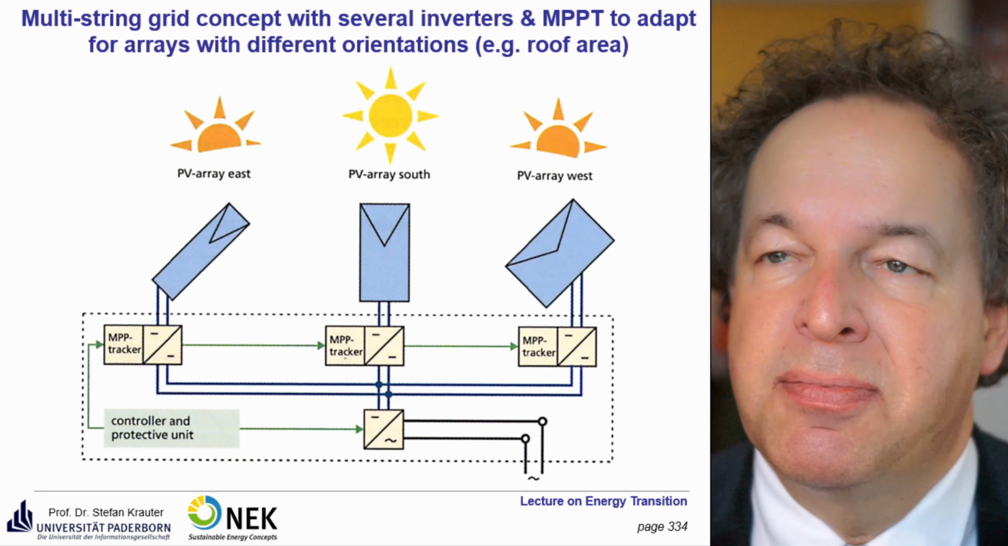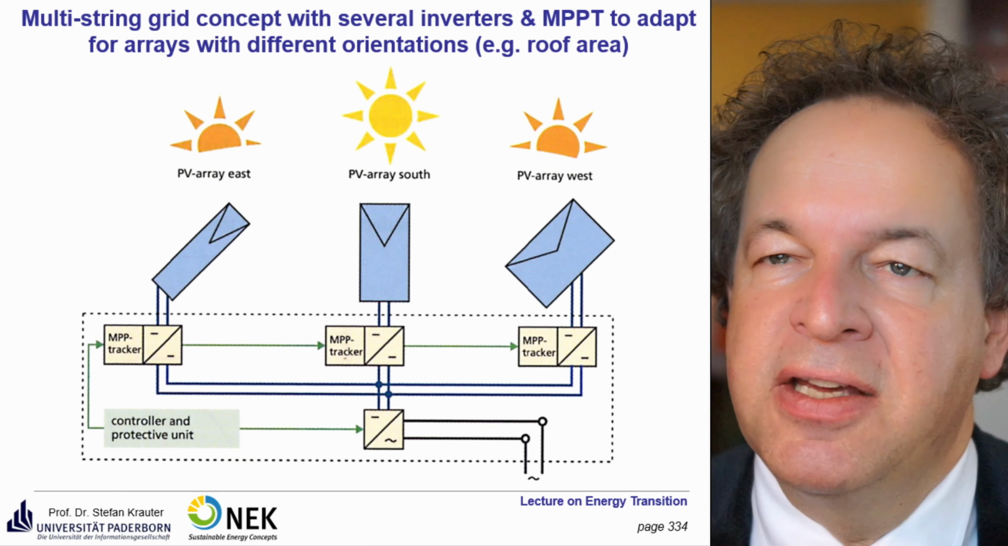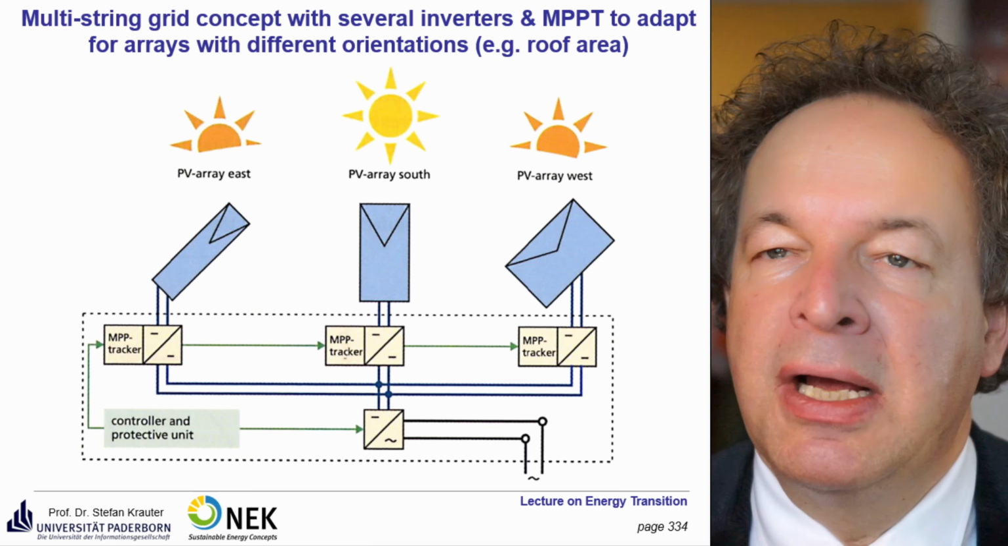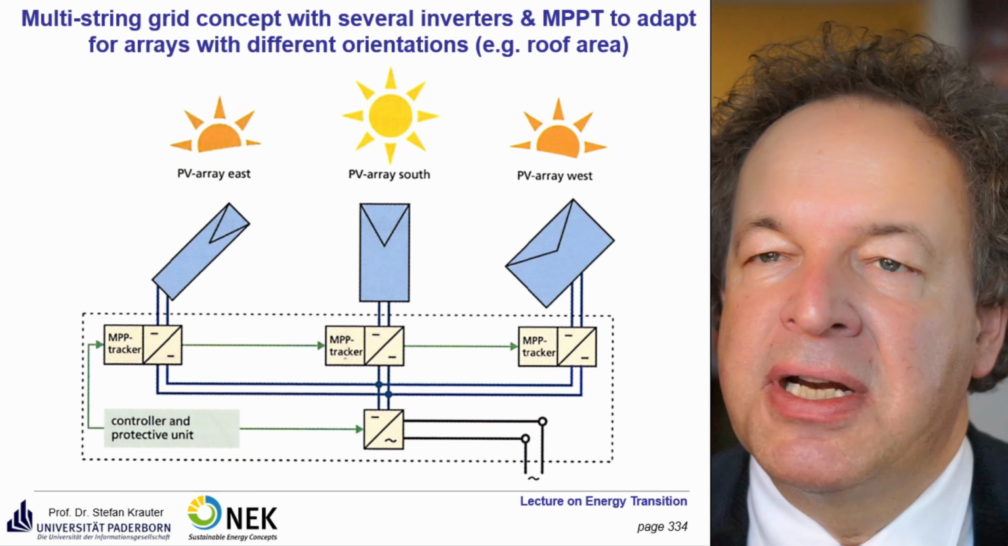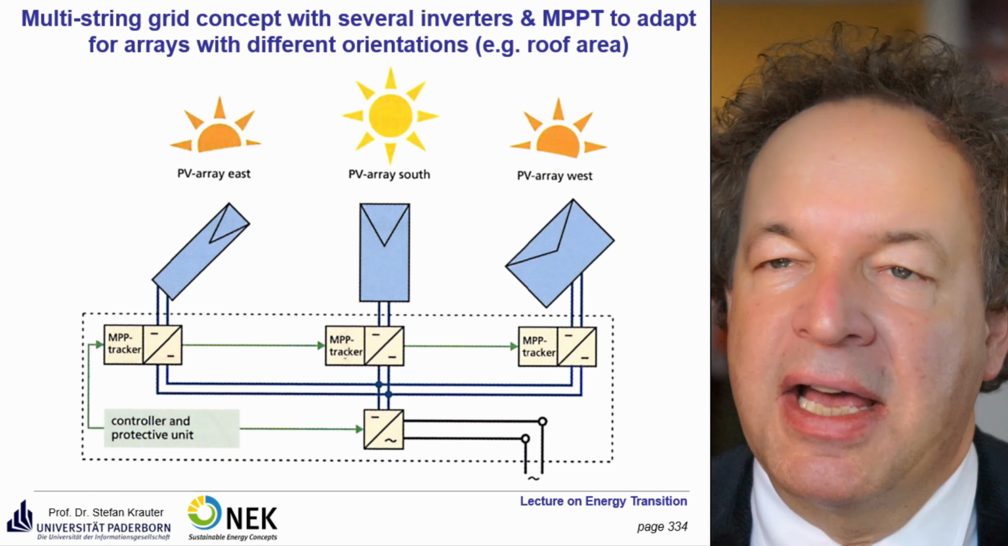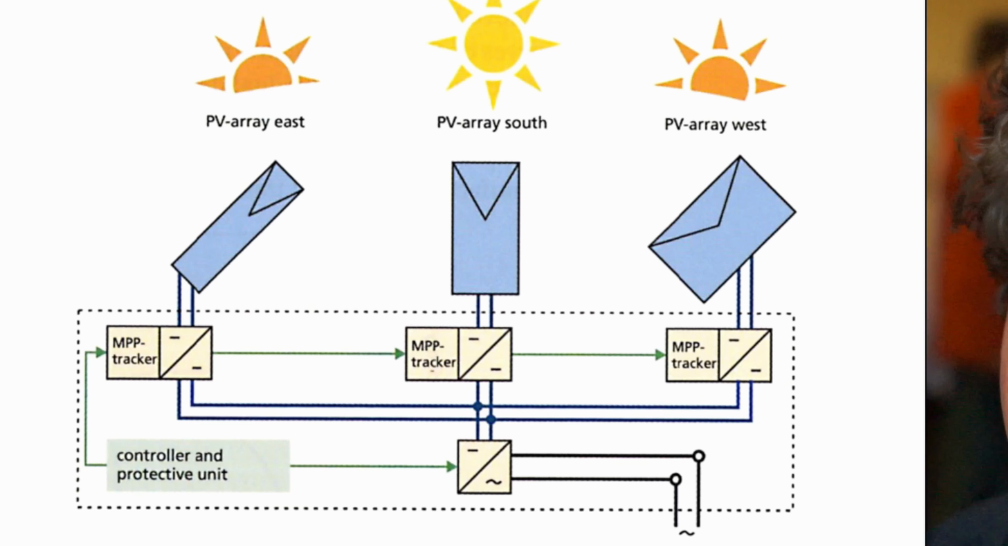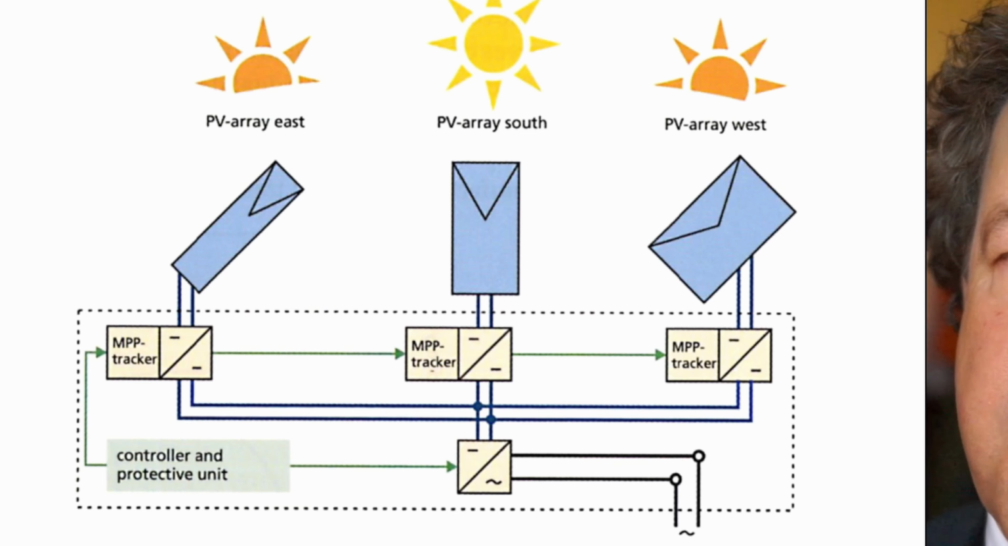So we can keep them separate by giving them an extra inverter for each part, or at least a separate maximum power point tracker as shown here. And later you still use one central inverter, but this allows a much better performance and is a little bit cheaper than if you would have 3 separate inverters for the 3 cases.